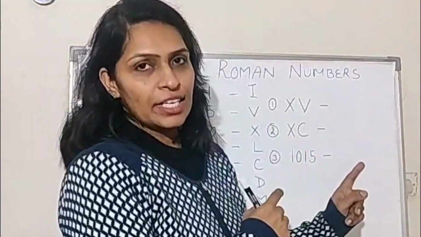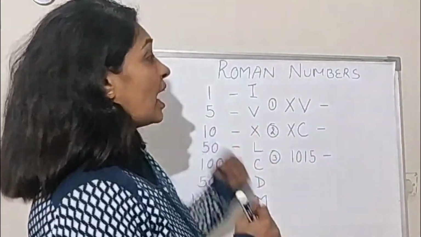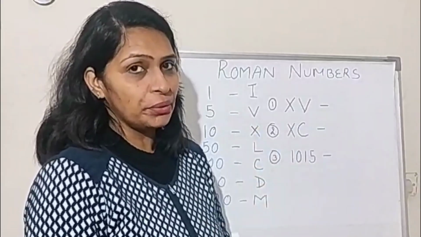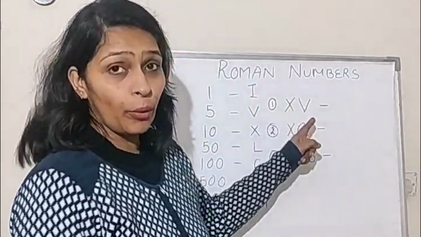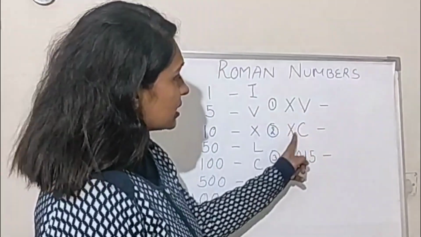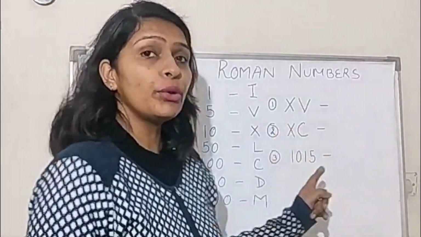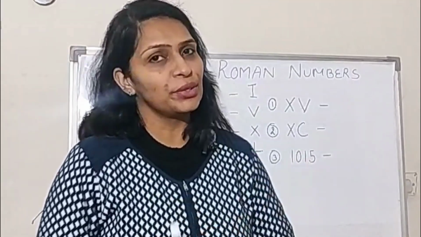So here's the task for you. Write in the comment box the correct answer, and I'll personally message you and share the answer with you. The task is to decode what I have written on the board: XV, XC, and how you would write 1015 using Roman numerals.